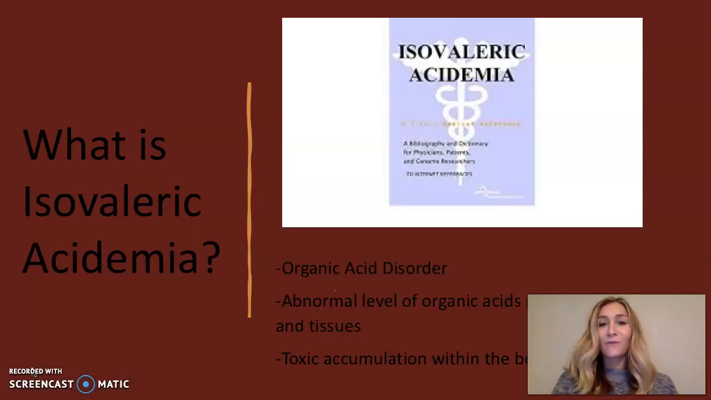So, to start off, what is isovaleric acidemia? This is a genetic disorder that is an organic acid disorder. This causes abnormal levels of organic acids to be present basically all throughout the body, in the blood, urine, and in the tissues. Ultimately, this is a toxic accumulation within the body.